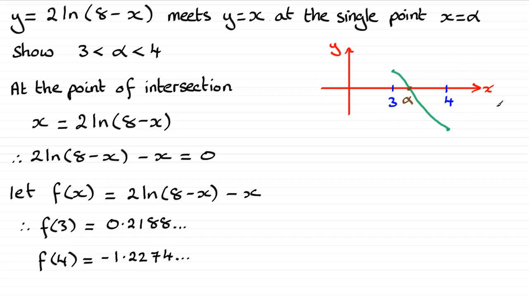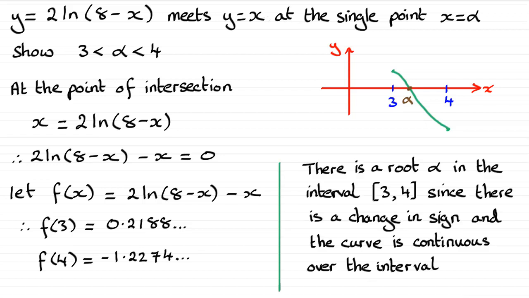Now you don't need to draw this graph on here, but you do need to be able to show that there is a change in sign, and you need to write a conclusion, something along these kind of lines, that there is a root alpha in the interval 3, 4, since there is a change in sign, and the curve is continuous over that interval. It's important then that you get the fact that there is a change in sign, and also there's no break in the curve, that it's continuous across that interval. So do state those facts.